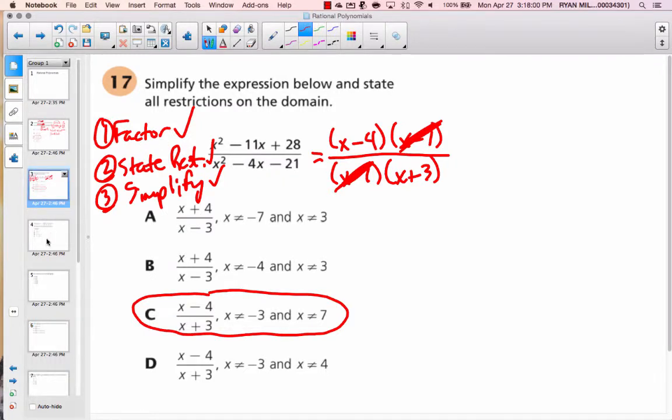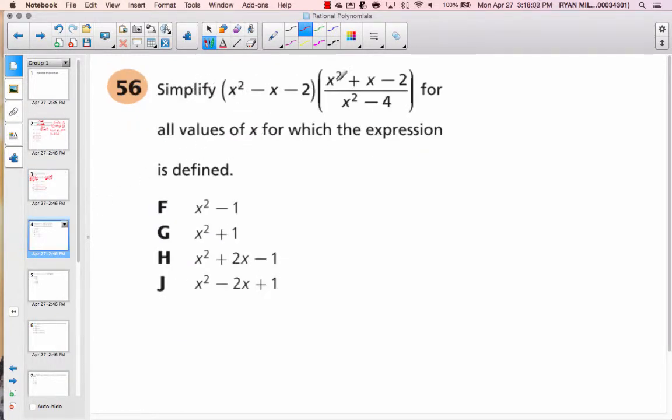All right, next example. It says simplify this rational expression for all values which it is defined. Now this is a case where we're going to multiply, but we're still, number 1, we are going to factor. Okay, number 2, we are going to simplify. And then number 3, we are going to multiply, which is the operation that's going on here. So let's begin by factoring this.